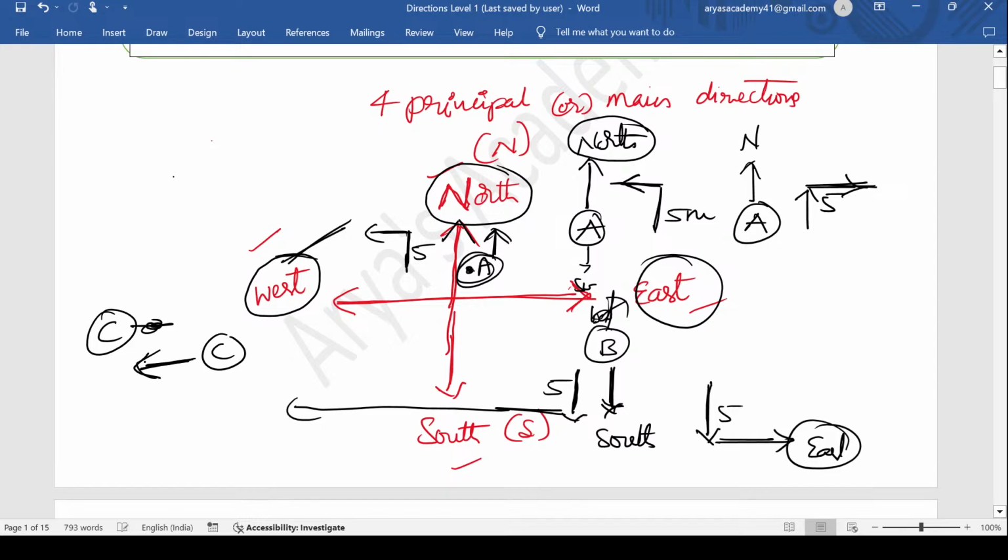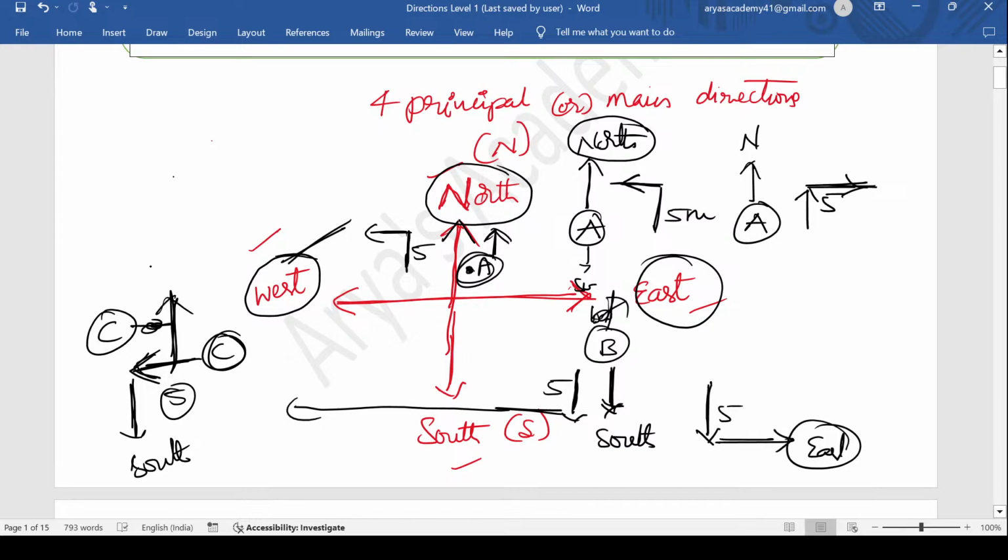Facing west means he will be looking towards west. Same, he goes for 5 meters and turns left. Turns left means he comes down, that is towards south. Same person who is facing east, if he goes for 5 meters and then he turns right, right means towards that direction.